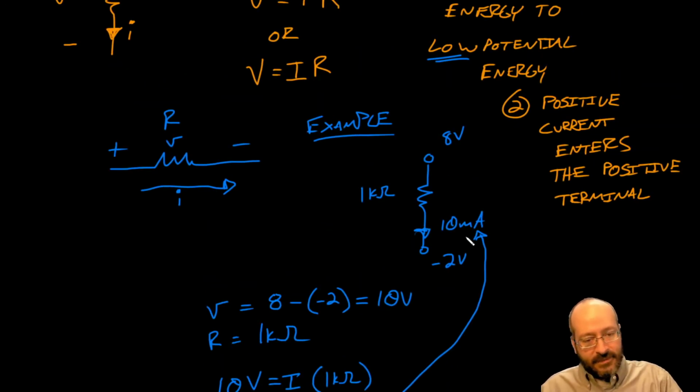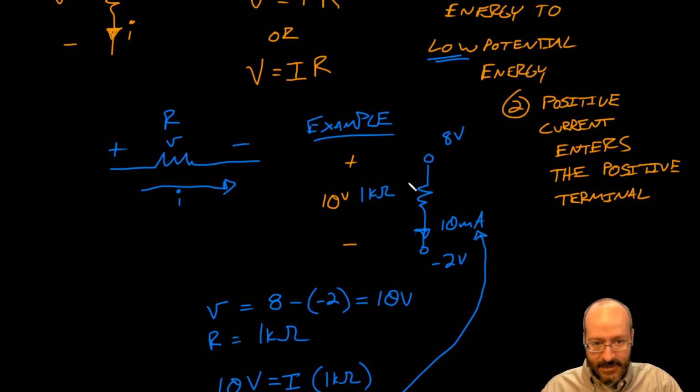Okay, so here's the positive current. It's going down, right? And the positive terminal, I have my 10 volts across here, right? It's 10 volts. So the positive going current enters the positive terminal, and then it flows down. So that's the other way that you'll see the passive sign convention discussed when talking about Ohm's law.